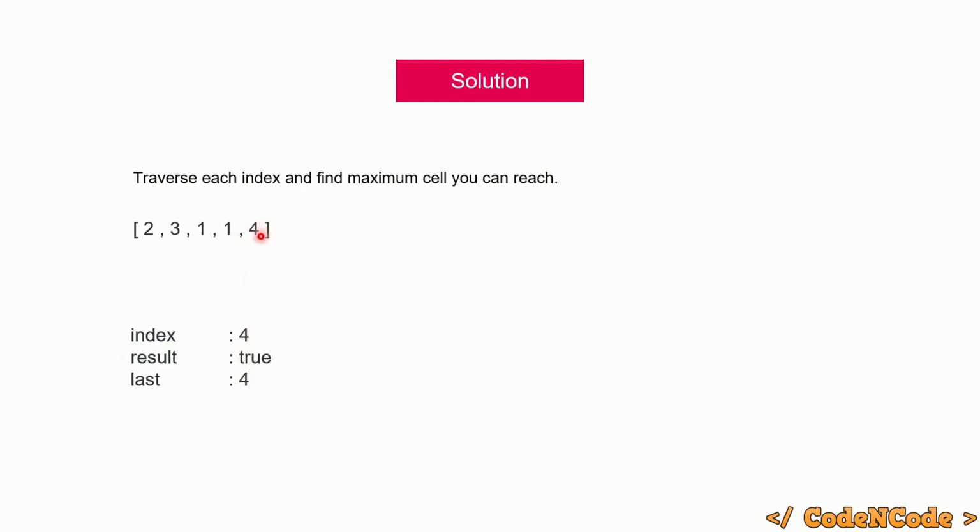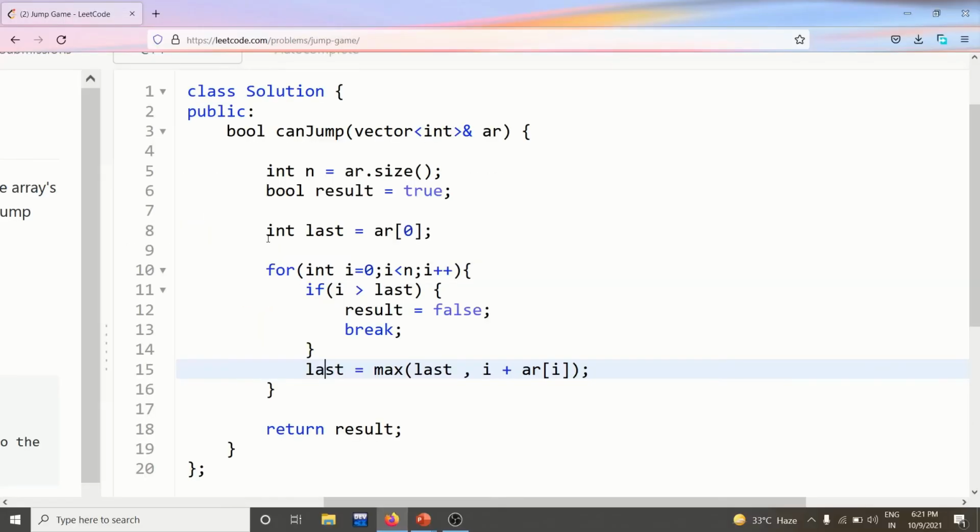Index becomes 4, and 4 plus 4 is 8, okay? And one important thing, 4 is less than or equal to last, so no problem there. So you can update it here. Index becomes 5, which is not less than n, so our for loop stops. Since we have not found any place which is unreachable, result won't be updated to false, right? It was initialized with true, so we will return true.